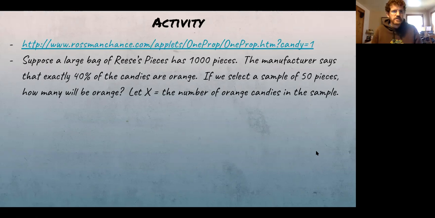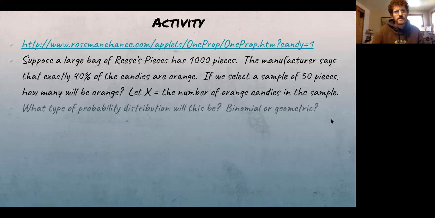Okay, so we're going to consider this scenario, and we'll worry about this link in just a minute. Suppose a large bag of Reese's Pieces has 1,000 pieces in it. The manufacturer says that exactly 40% of the candies are orange. If we select a sample of 50 pieces, how many will be orange? So we're going to let random variable x equal the number of orange candies in the sample. That's the scenario. First of all, we're going to consider what kind of probability distribution this will be. We talked about binomial or geometric probability distributions. What kind of situation does this one seem to be?